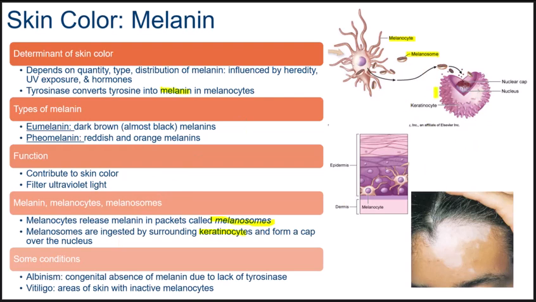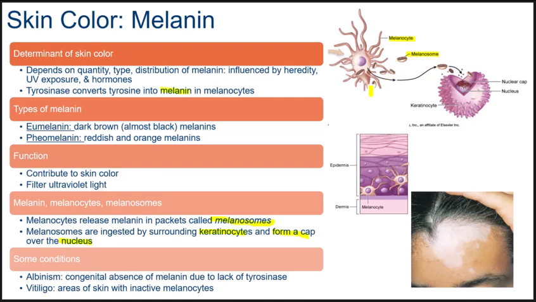We know that keratinocytes are the cells that make up our skin that migrate up towards the top and eventually become corneocytes. So they ingest it, and when they ingest the melanosome, it forms a cap over the nucleus. Now, why might that be important? Forming a cap on the nucleus, you can see all the melanin here, actually acts as a shield around our nucleus, protecting our DNA from damage and mutations that can be caused by exposure to UV light.